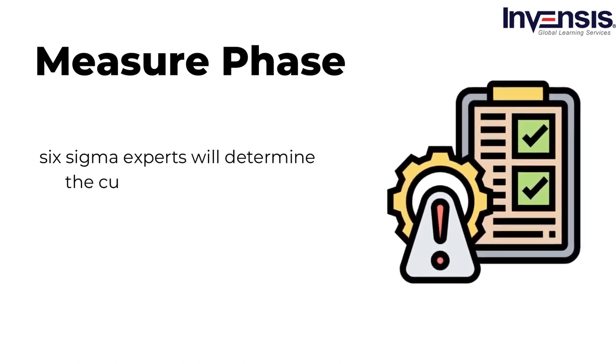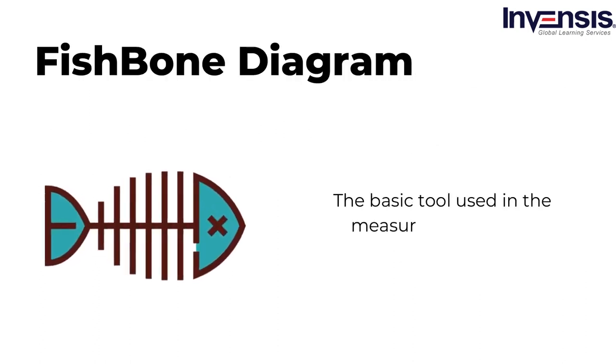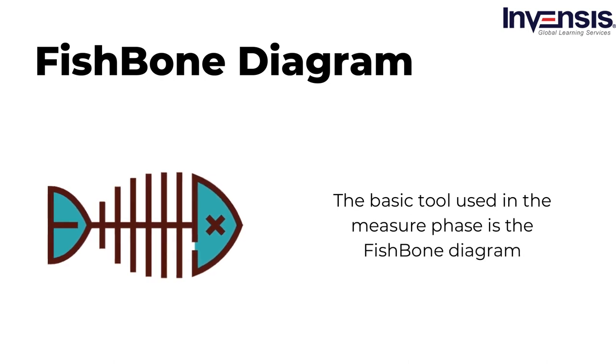In this measure phase, Six Sigma experts will determine the current process, which causes the issue. Here in this phase, there are certain metrics, based on the project. Here the basic tool, used in the measure phase, is the fishbone diagram. Here in this phase, it is crucial to identify the main cause of the problem. Therefore, fishbone is one of the important tools in Six Sigma to identify the potential root cause of the issue.